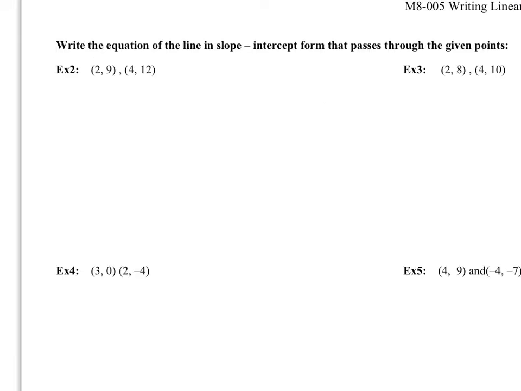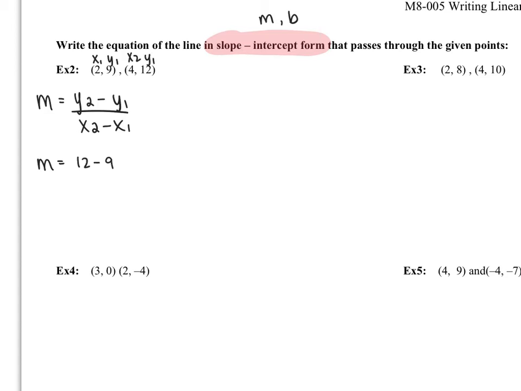Let's do one more of these together before you try some practice on your own. So on example 2, again, my goal is to write the equation in slope-intercept form, which means I need 2 key ingredients. I need to know my slope, and I need to know my y-intercept. Given my information in example 2, I don't know either of these pieces of information. But to find my slope, what I can do is I can use my subtraction fraction. M equals y2 minus y1 over x2 minus x1. And so in this case, I've got x1, y1, x2, y2. So I'm going to do 12 minus 9 over 4 minus 2. This would give me a slope of 3 over 2.